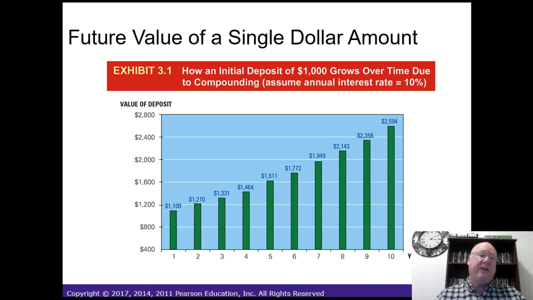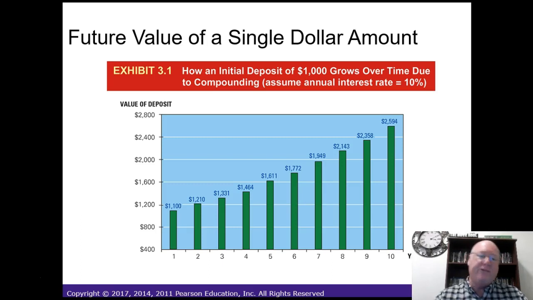Obviously, you could just calculate it year by year by year and keep doing 10 calculations, or you can do one calculation using an interest rate factor. And the same way, you can also go backwards and say, okay, if I wanted to have $2,594 in my account at year 10, assuming 10% interest, what do I need to put into the bank today in year zero to ensure that I have $2,594? And obviously, you can then calculate it in reverse and come up with the $1,000 itself.